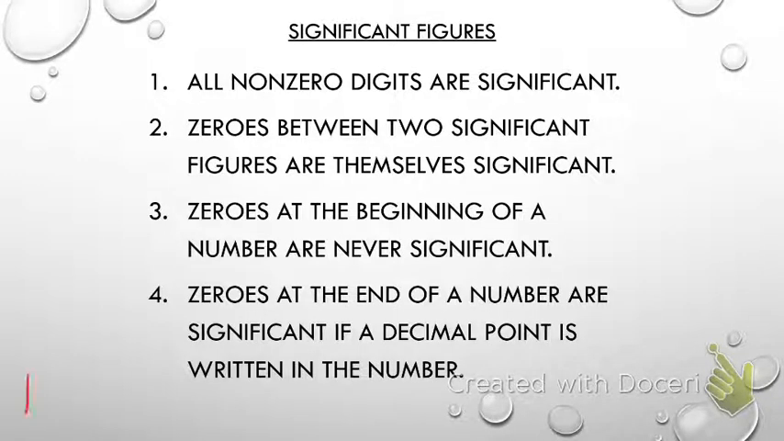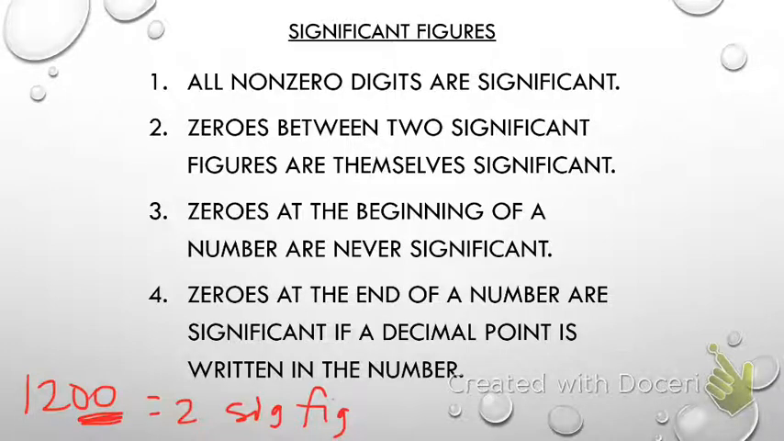What if it was this? 1200. How many significant figures are there? This is an instance when these two zeros are not significant. There are only 2 significant figures because there's not a decimal point. You'd have to have a decimal point after that last zero in order for those zeros to be significant.